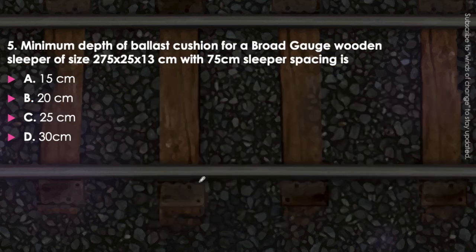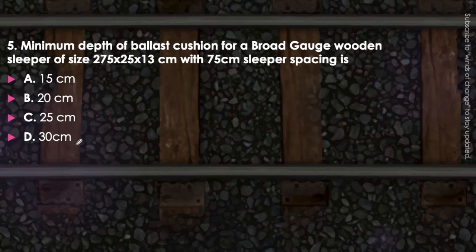Next question. Minimum depth of ballast cushion for broad gauge wooden sleeper of size 275 by 25 by 13 centimeter with 75 centimeter sleeper spacing is 15 centimeter, 20 centimeter, 25 centimeter or 30 centimeter. Think about it. We are talking about the minimum depth of ballast cushion. There is a formula to determine the minimum depth of ballast cushion if you know the sleeper spacing as well as the width of the sleepers. How will it be obtained?